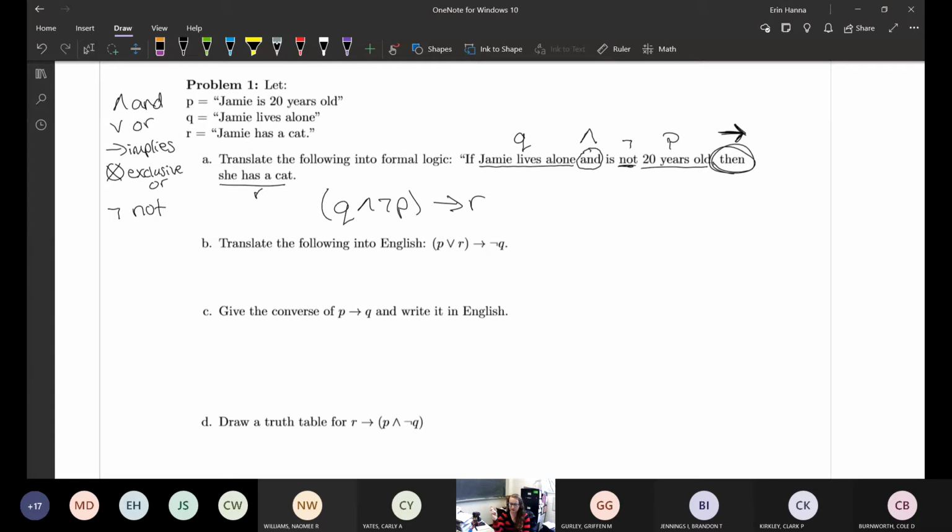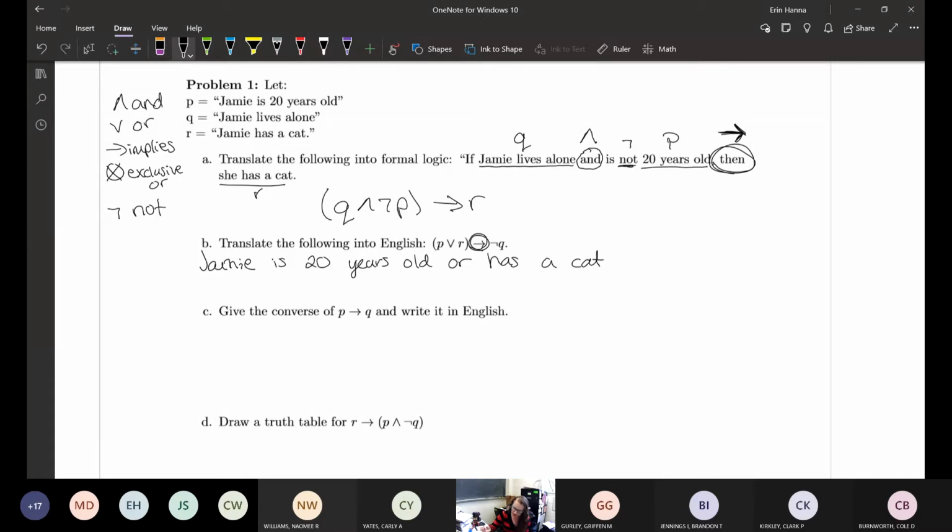And then what if we wanted to take something that isn't symbols and translate it into English? So remember, with these, we kind of have the literal way and then the more modern English way. I'm probably going to want at least an attempt at modern English. Maybe it's not the best modern English I've heard in my life, but try to make it at least slightly modern English. But let's go with the literal for a second here. So if we have P or R, that would be 20 years old or has a cat. So Jamie is 20 years old or has a cat. And I'm going to fix something in a second.